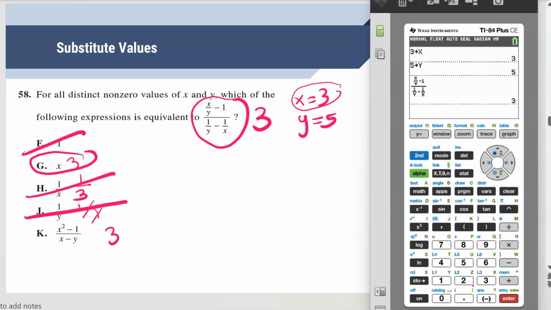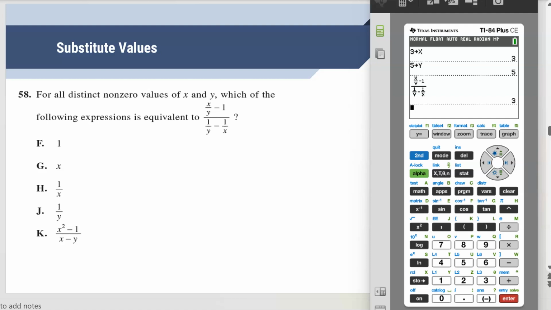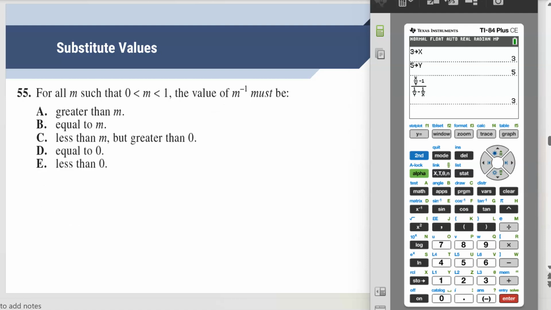This one here would have been 3 squared minus 1 over 3 minus 5, or in other words, -4, which is definitely not 3. So the answer that we have there is letter G. Okay, so this is a technique. Let's have you run through some and see how you do. Here's your first one.